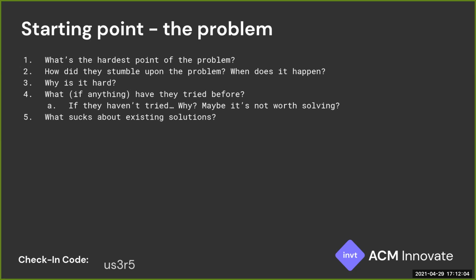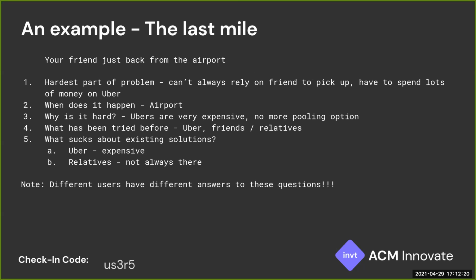And this kind of goes into our last bullet point. What sucks about these existing solutions and what's good about them? What do they do well? You want to keep all of these in mind when you're fleshing out your initial prototype. And we'll go through an example real quick. This is one I shamelessly ripped from a conversation I was having with my friend the other day. I'm sure you've all heard of the last mile problem.